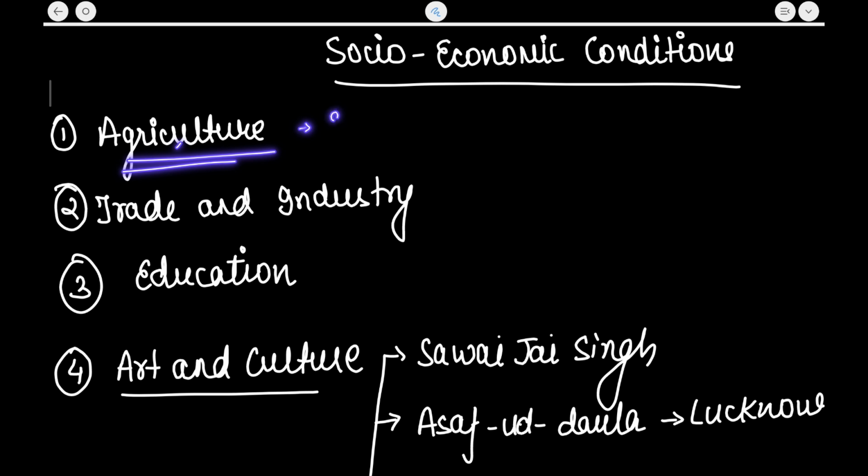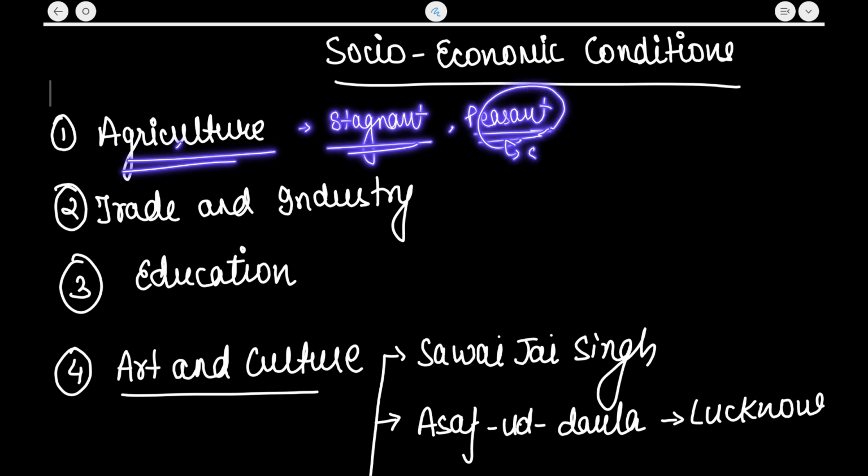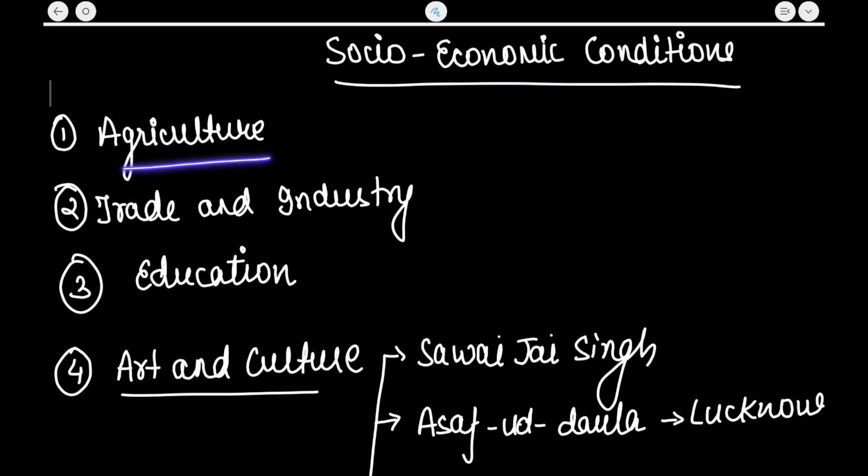So the agriculture was mainly stagnant, and technologically it was backward, and the peasants were under a great load of revenues. Okay, the peasant paid revenues to the state, they paid revenues to the zamindars, they paid revenue to the jagirdars and revenue farmers. Although major crops that were produced were rice, wheat, sugar, pepper, spices, etc. These were the crops that were produced.